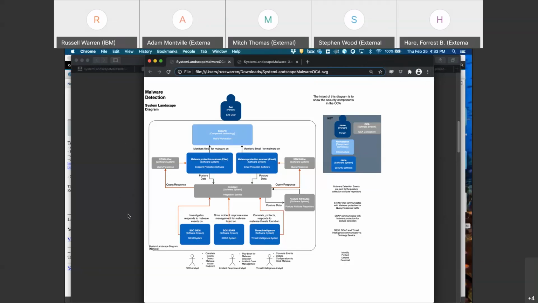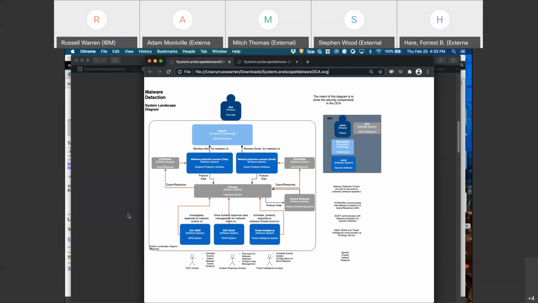Yes. So at this level, let me pose the question to the group. What do we want to see here? Do we want to see relationships between the ontology and these other systems, or do we want to see the relationships between each of the systems? Because it might be difficult to understand the relationship between a SIM and a SOAR and a threat intelligence system.